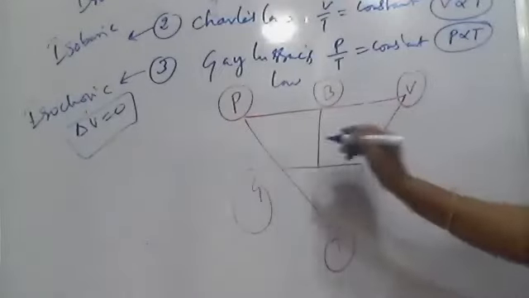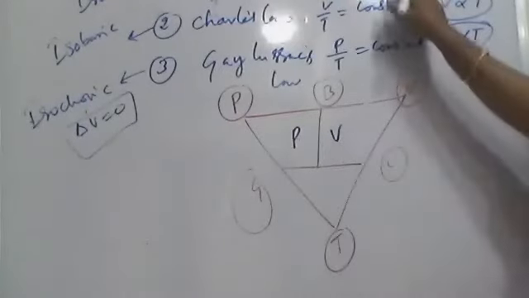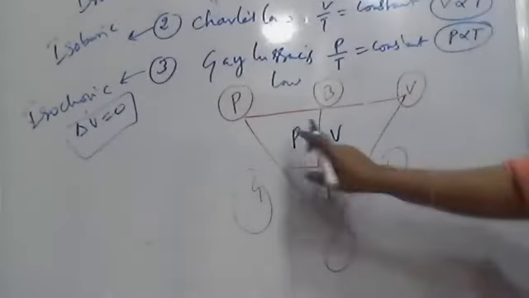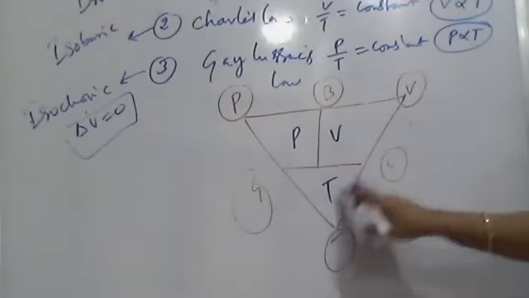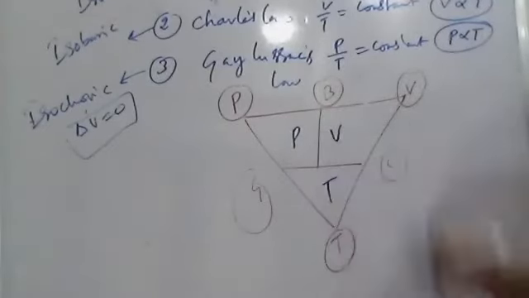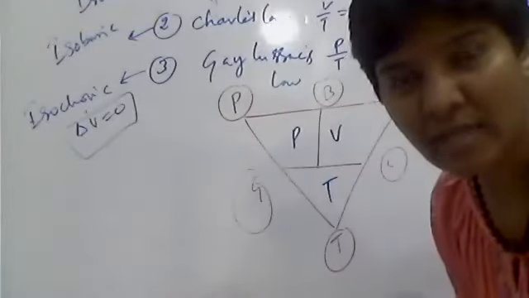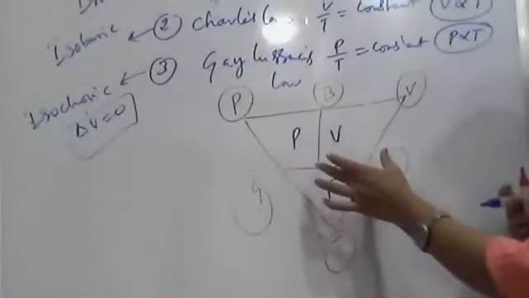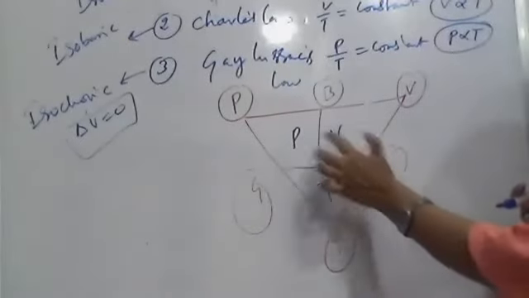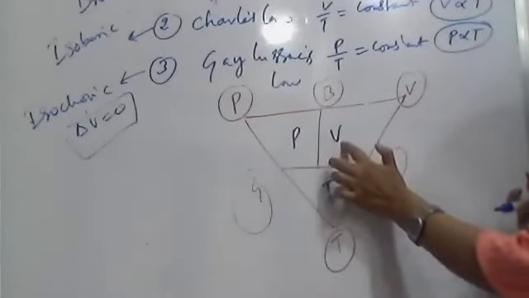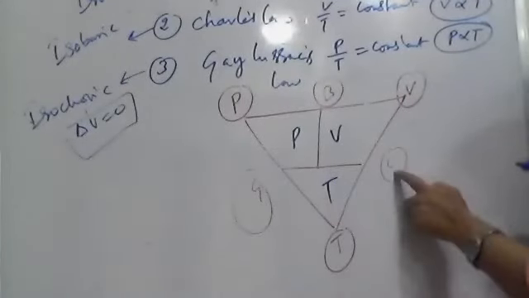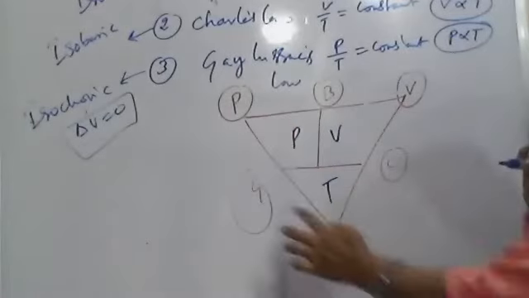Then see how these are present. P and V are adjacent to each other. PV is constant. Then below is temperature. So P by T, Gay-Lussac's law. V by T, Charles' law. PV, Boyle's law. Got it? If you make the triangle, here PV, pressure and volume are inversely proportional to each other, Boyle's law. Here V by T, Charles' law, directly proportional. Then P and T, Gay-Lussac's law.